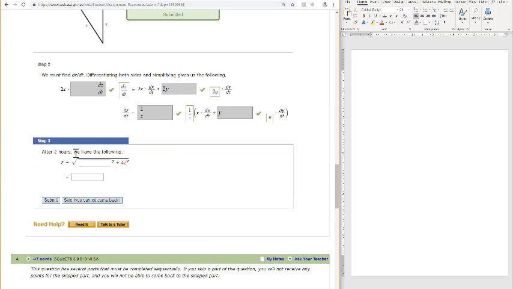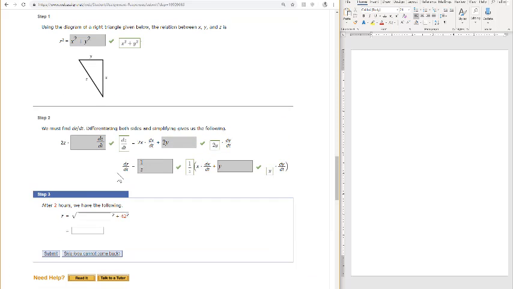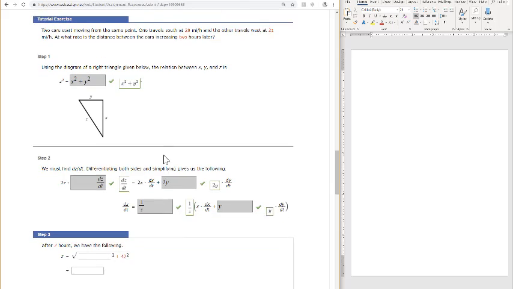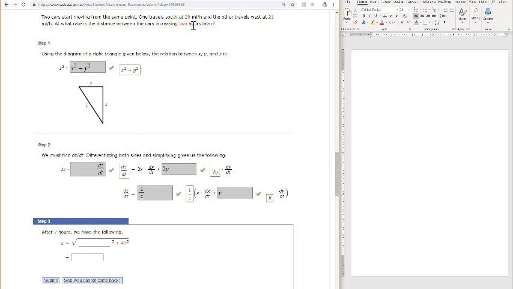Alright, now where are these cars 2 hours later? So y is the one that's going west, and that's 21 miles per hour. So 2 hours later, the car would be 42 miles away. 2 hours later, the car going 28 miles per hour south would have gone 56 if we multiply this by 2. And so we want to find the square root of 56 squared plus 42 squared.